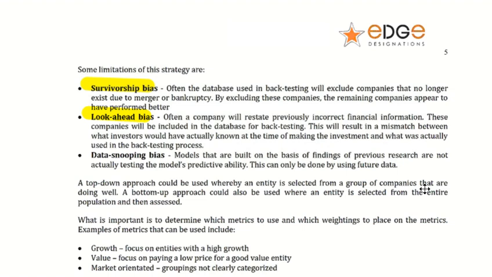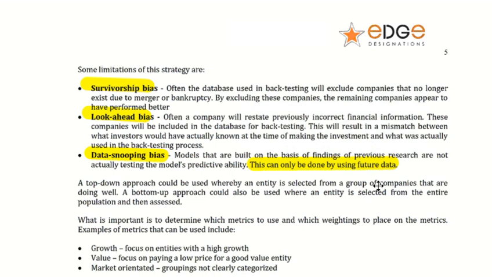Look ahead bias. Often a company will restate its information that may have been incorrect, but when they do so, they're already at a future point in their lives. Data snooping bias. Look at the word snooping. I'm building a model based on using future data.